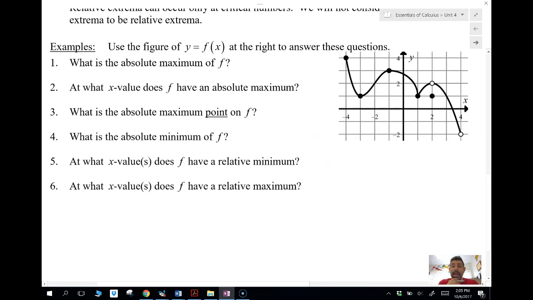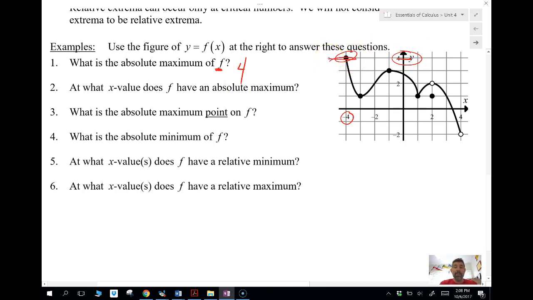What is the absolute maximum of f? Well, we're looking at the absolute maximum y value of f, and that's at an x value of -4 and a y value of 4. So our absolute maximum of f is 4, right? Because its y value is 4 right there. That's the highest it could possibly be.